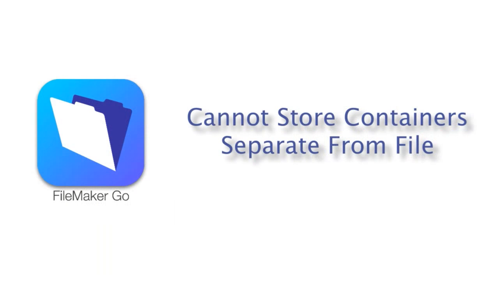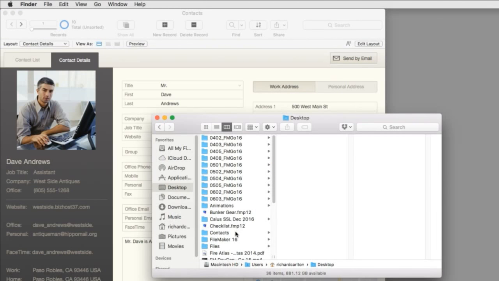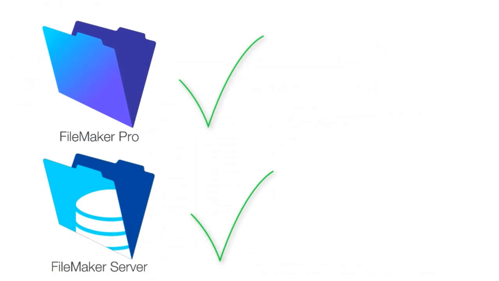The issue comes in with FileMaker Go. FileMaker Go does not have the ability to store the container separately next to the file. So here we have FileMaker Pro running on this desktop computer. It could be a Mac or Windows, it doesn't matter. And we have a locally stored database file right here, and the remote container files are stored right next to it. This actually works equally well on FileMaker Server.